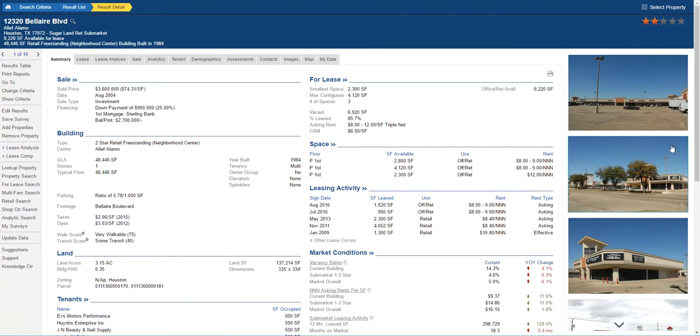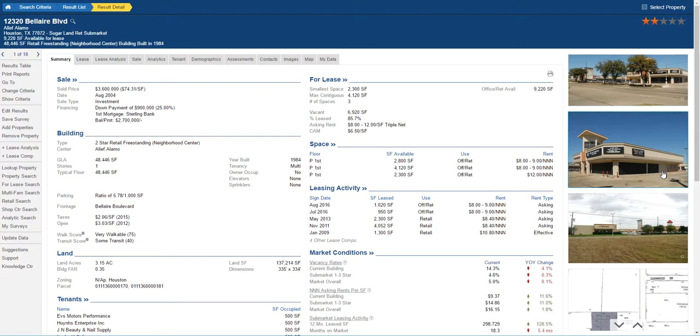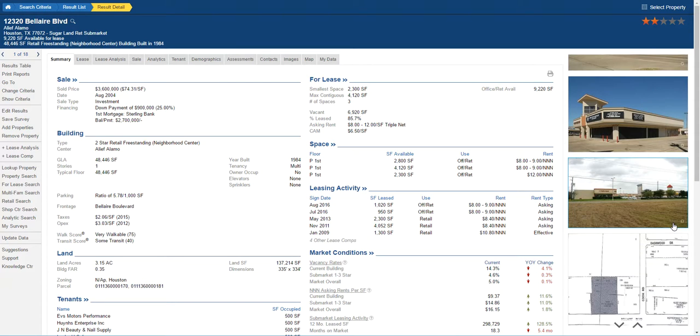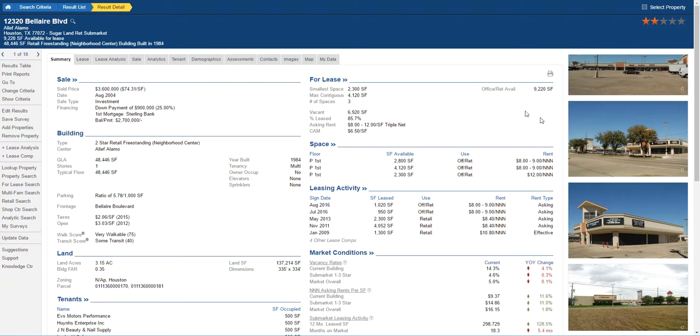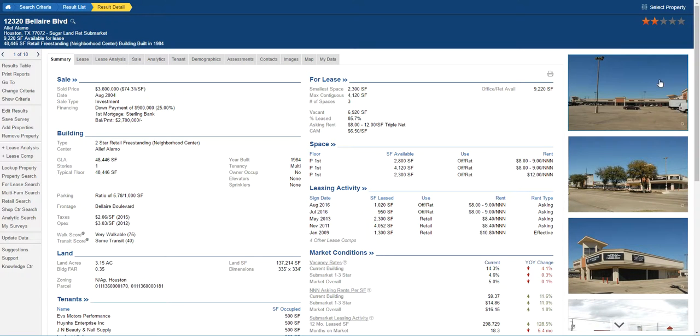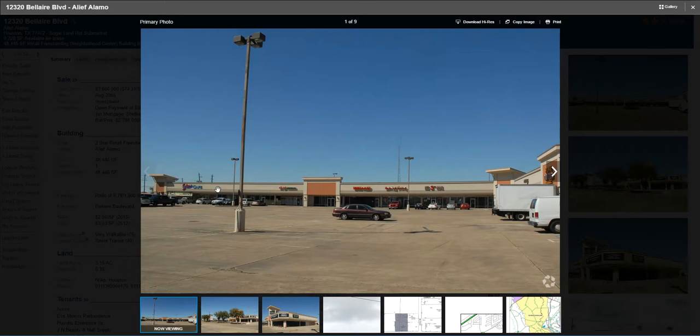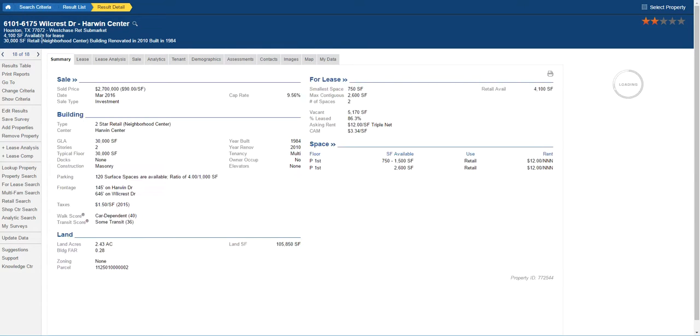12320 Bel Air. Now this has a big end cap that's too big for us to actually use because we're only looking for about 1,500 to 2,000 square feet of space. There's a lot of vacancies here, it looks like. That wouldn't be attractive for us. There's no big box here as well. That's not going to work. It's not comparable.